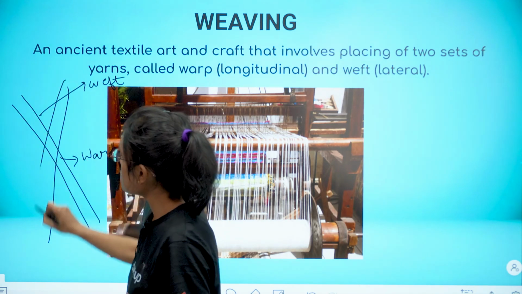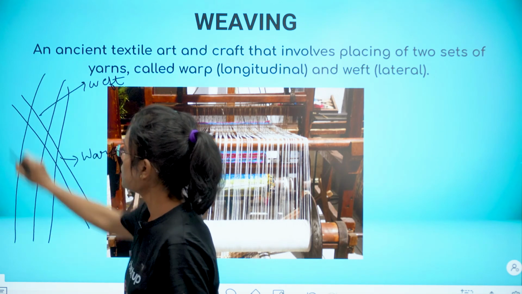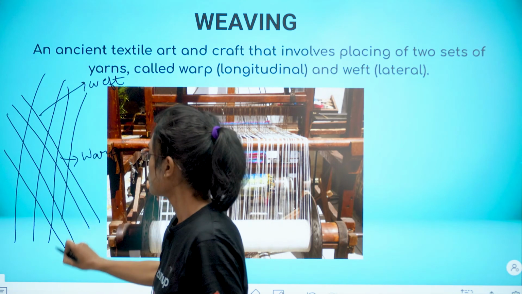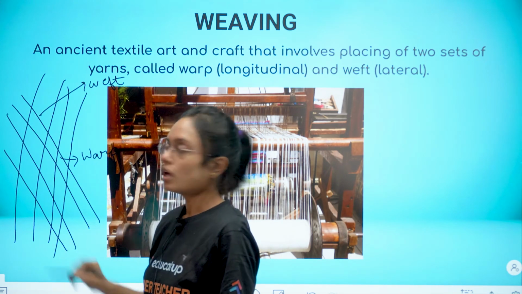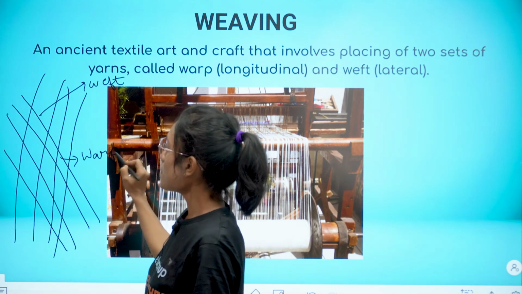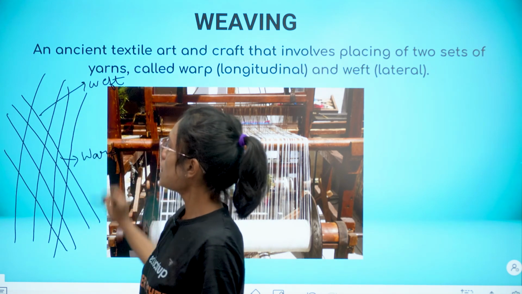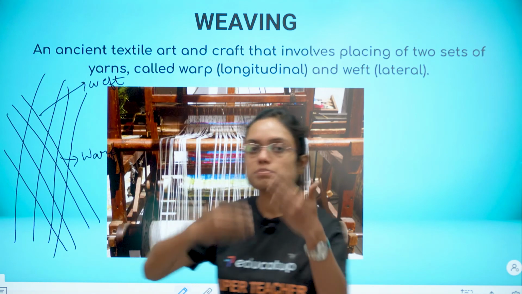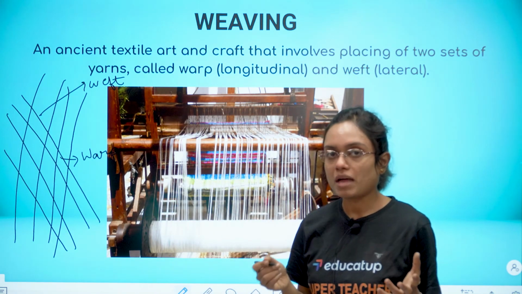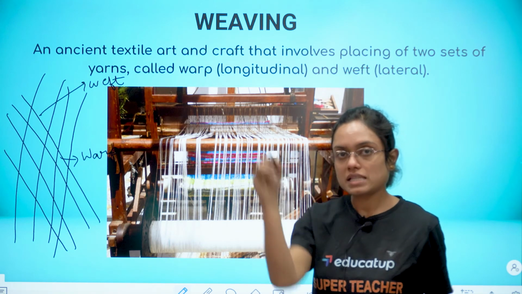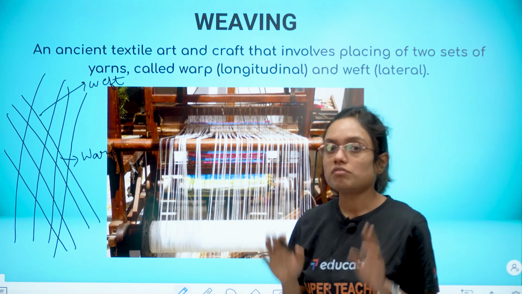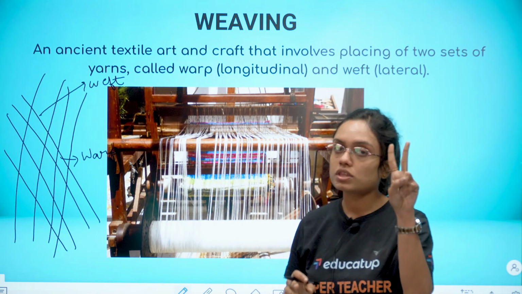So a crisscross kind of a pattern is made. Can you see? One is taken in the longitudinal way towards the length, that is the warp, and one is taken the lateral ways, which is the weft. So a crisscross pattern is made, and that is how the fabric is made. If you see any fabric and threads are visible, they are always like a crisscross pattern. So that is how weaving is done. In weaving, always two sets of yarn or thread are used.